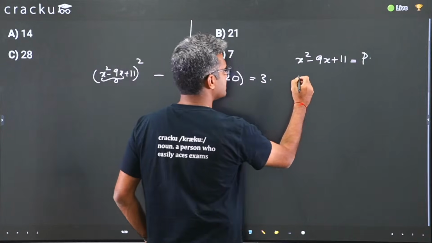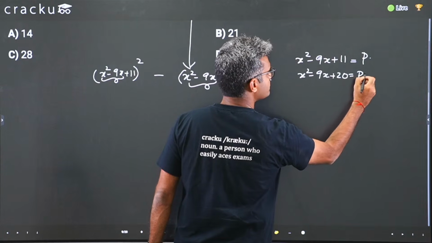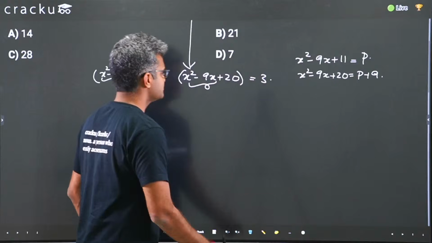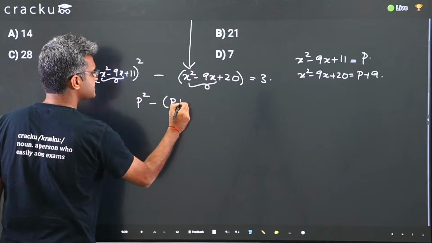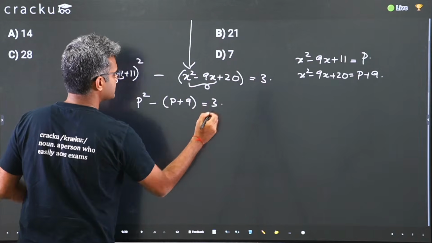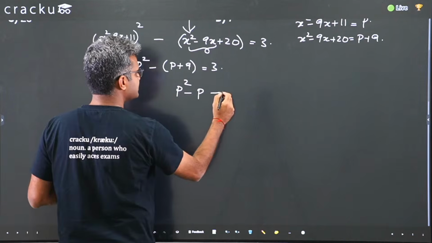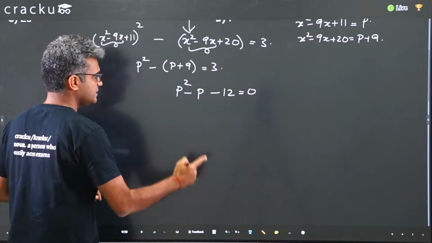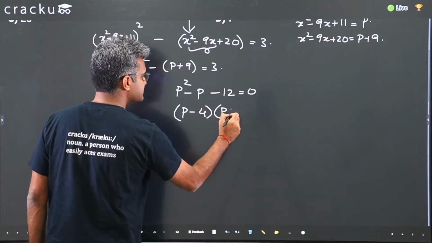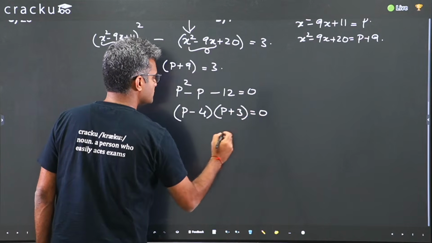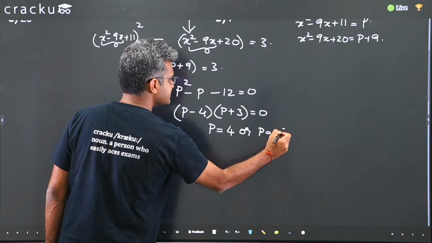So x² − 9x + 20 will be equal to p + 9. So the expression that is given to us is p² − (p + 9) = 3, or p² − p − 12 = 0. This quadratic equation can be simplified to (p − 4)(p + 3) = 0. So the value of p is either equal to 4 or p is equal to −3.